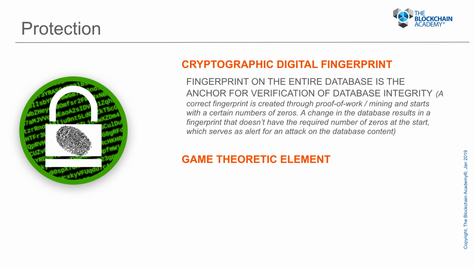By having a cryptographic digital fingerprint on the entire content of the database, you have an anchor for verification of the database integrity. We'll explain in more detail in the next section how that works, but we can already say that a correct fingerprint is created through proof of work, also known as mining, and starts with a certain number of zeros. A change in the content of the database results in a fingerprint that doesn't have the required number of zeros at the start, which serves as an alert for an attack on the content of the database.